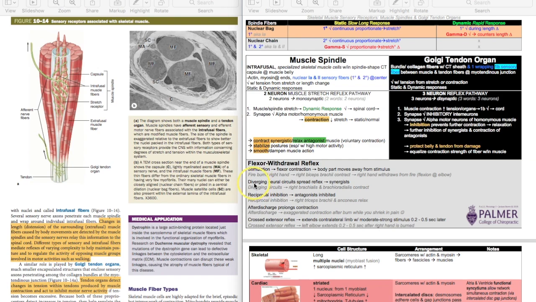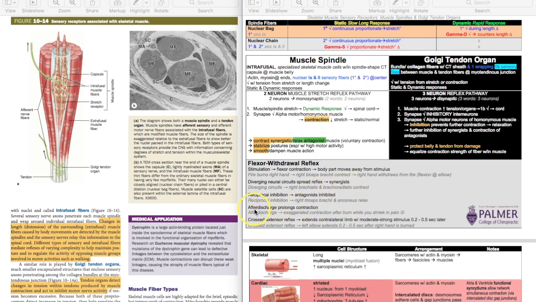Next step is that you have diverging neural circuits that are going to spread that reflex to synergistic muscles. So those diverging circuits might recruit the right brachialis and brachioradialis to further flex at the elbow. And it's also going to have reciprocal inhibition where antagonists are inhibited. So you're going to have right triceps brachii and anconeus elbow extensors relax, so they're not fighting the biceps flexion.